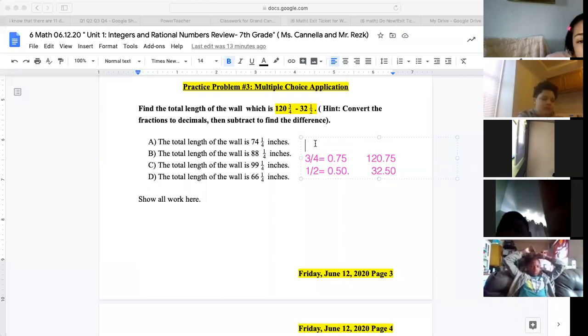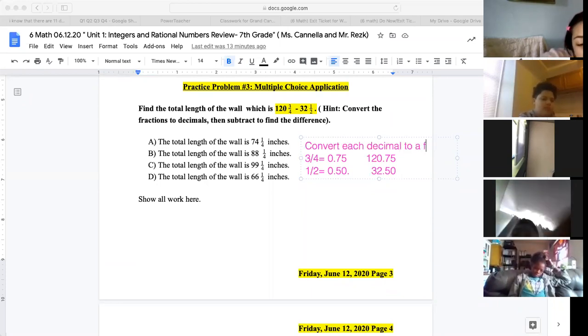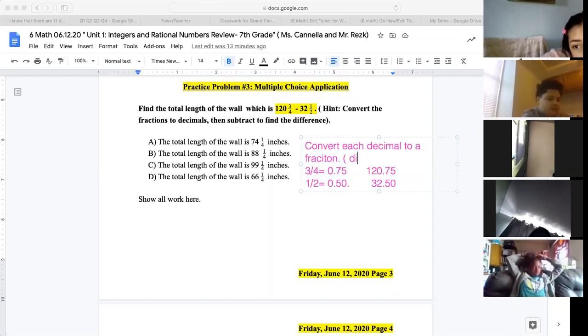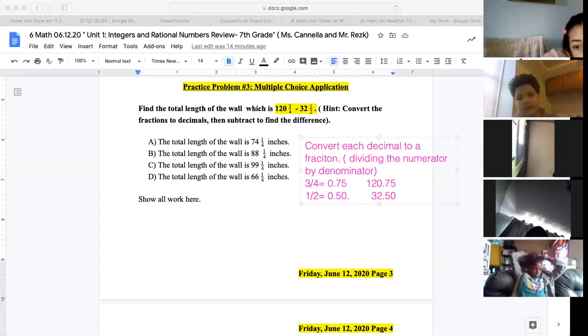I'm going to make a note here. You have to convert each fraction to a decimal, folks. Remember, a fraction is money, and what you're doing is dividing the numerator by the denominator. The top number is the numerator, and the bottom number is the denominator. So when you physically do that math, you now get 120 3/4 is the same as 120.75, and 32 1/2 is the same as 32.50 or 32.5. They're the same, they're equivalent.